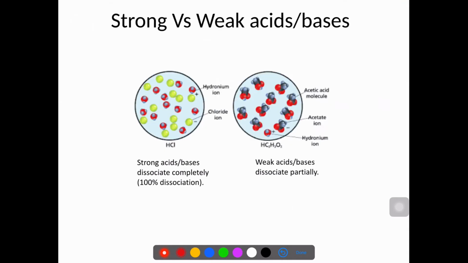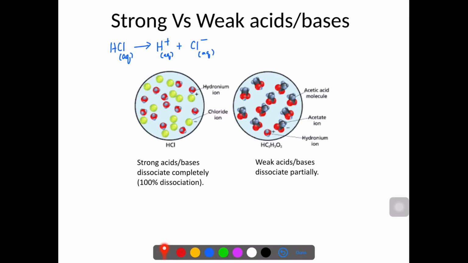So what are strong acids and weak acids? What's the difference between them? Basically, a strong acid or base is one that dissociates completely. In other words, there is 100% dissociation. So let's say you have hydrochloric acid, HCl. HCl dissociates to protons and chloride ions in water. You can write aqueous HCl goes to aqueous H plus and aqueous chloride.